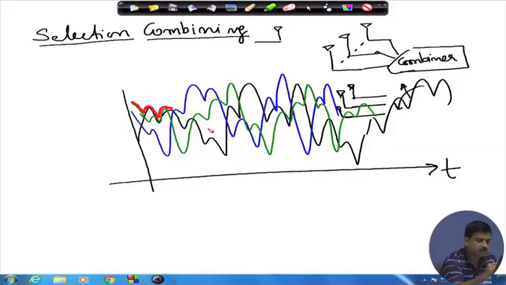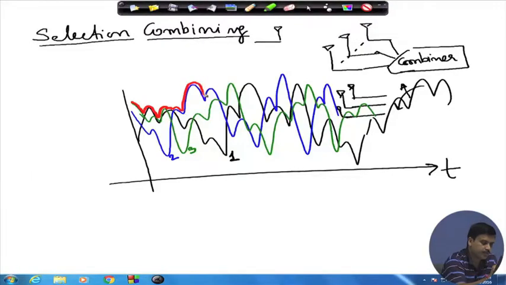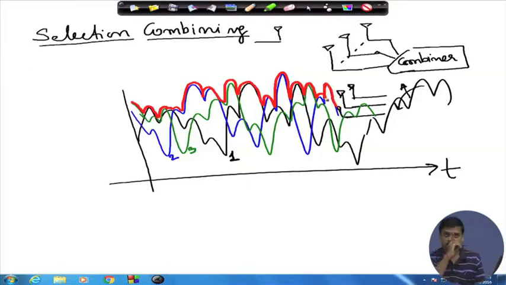If I take black as branch 1, blue as branch 2 and green as branch 3, then we can say that we are basically now going to branch 2, then branch 3, then branch 1 which is the highest, then branch 2, then again branch 1, branch 3, 2 and so on. So, when we use selection combining, it is basically what we have done before.